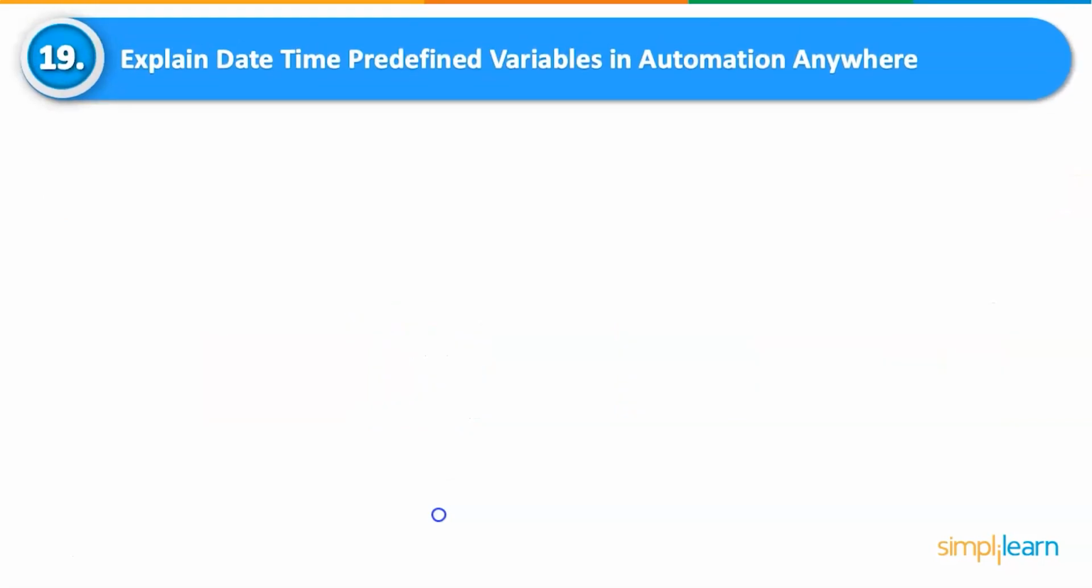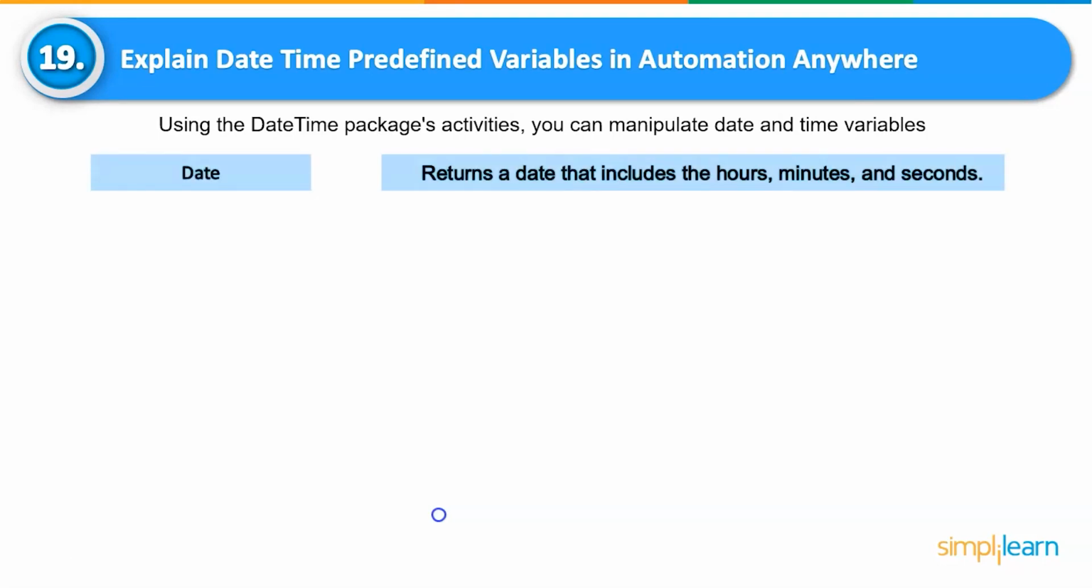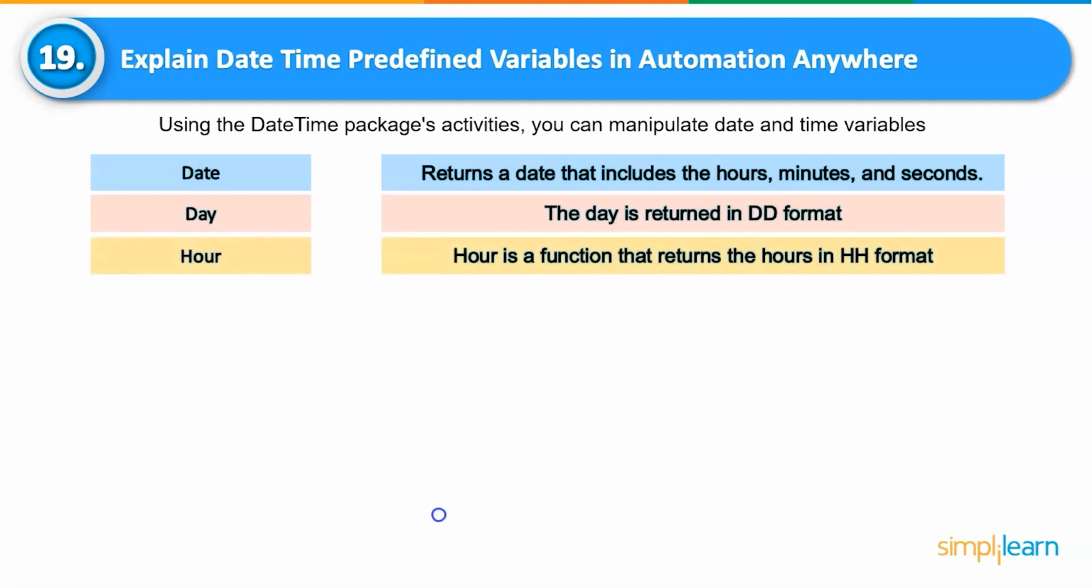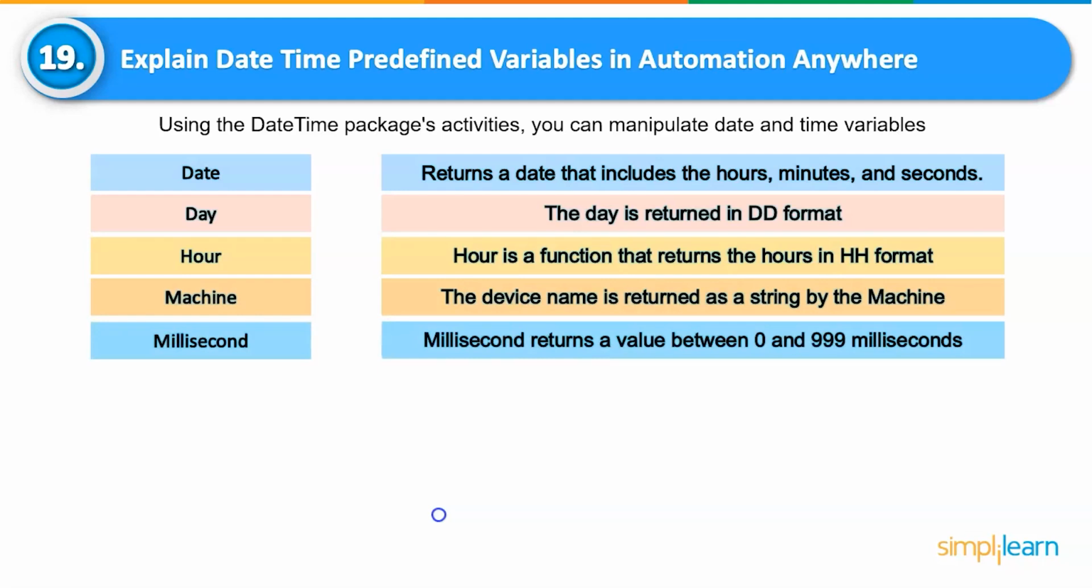Explain the date-time predefined variables in Automation Anywhere. Using the date-time package's activities, you can manipulate date and time variables. Date returns a date that includes the hours, minutes, and seconds. Day, the day is returned in date format. Hour is a function that returns the hours in hours format. Machine, the device name is returned as a string by the machine. Millisecond returns a value between 0 and 999 milliseconds.